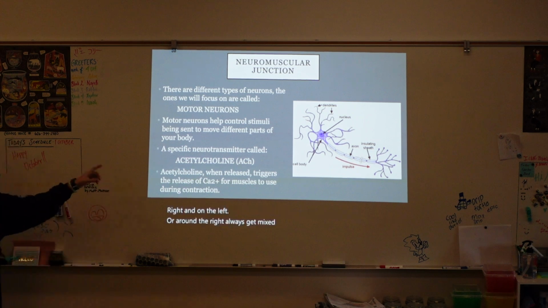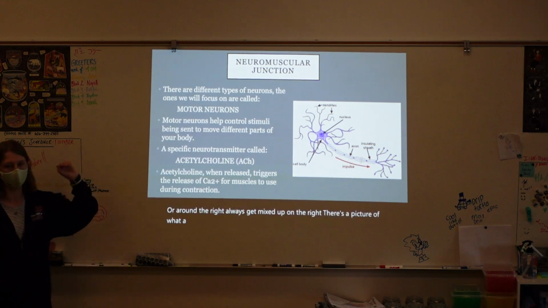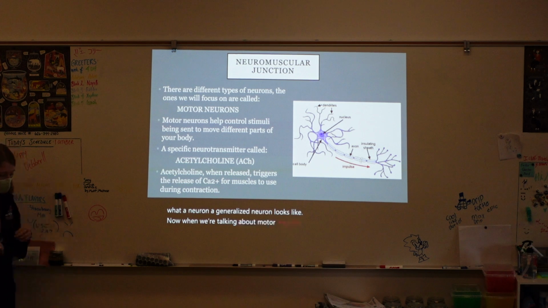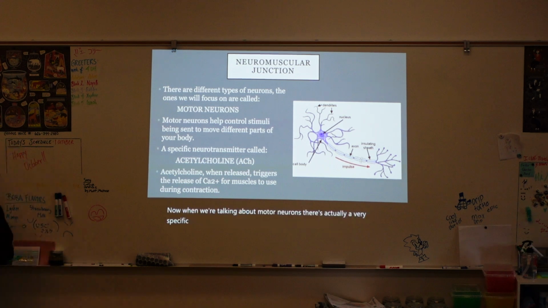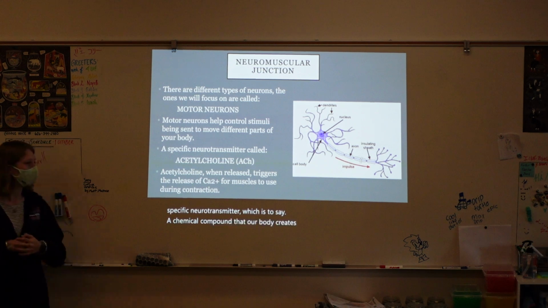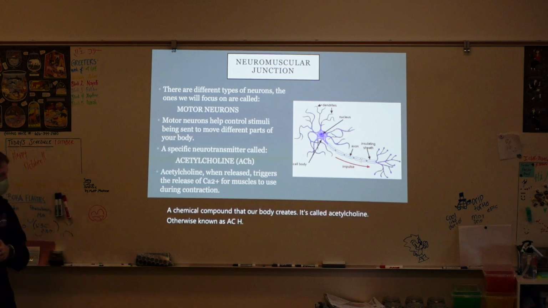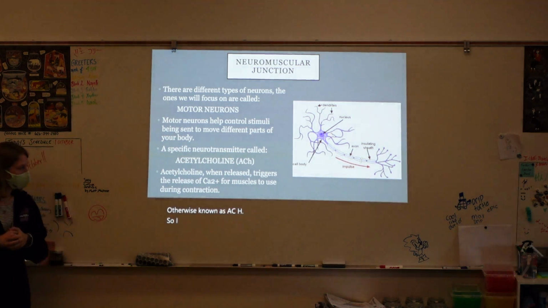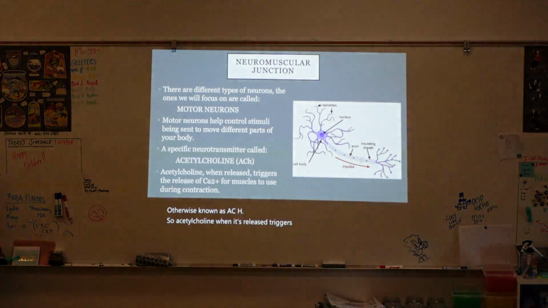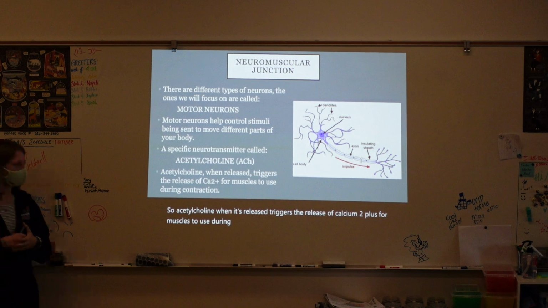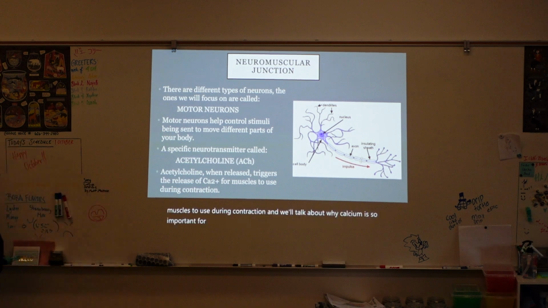Okay, and on the right, there's a picture of what a generalized neuron looks like. Now, when we're talking about motor neurons, it's actually a very specific neurotransmitter, which is to say a chemical compound that our body creates, and it's called acetylcholine, otherwise known as ACh. So acetylcholine, when it's released, triggers the release of calcium 2+ for muscles to use during contraction. And we'll talk about why calcium is so important for muscles in just a second.